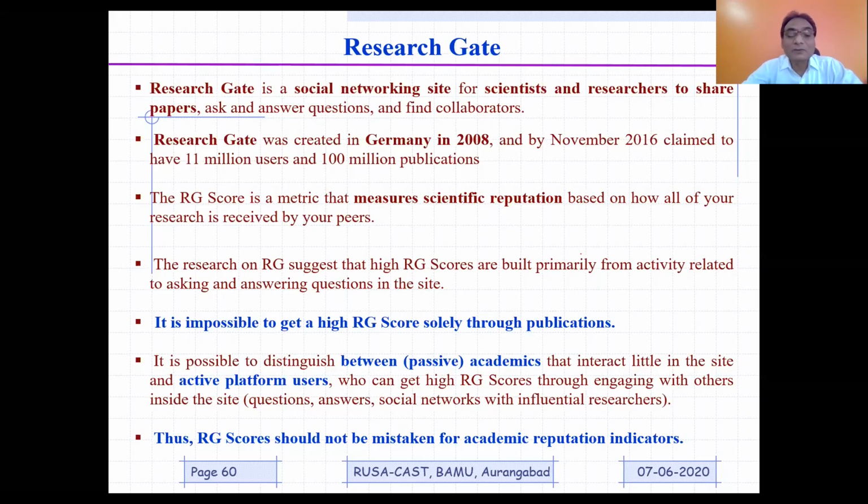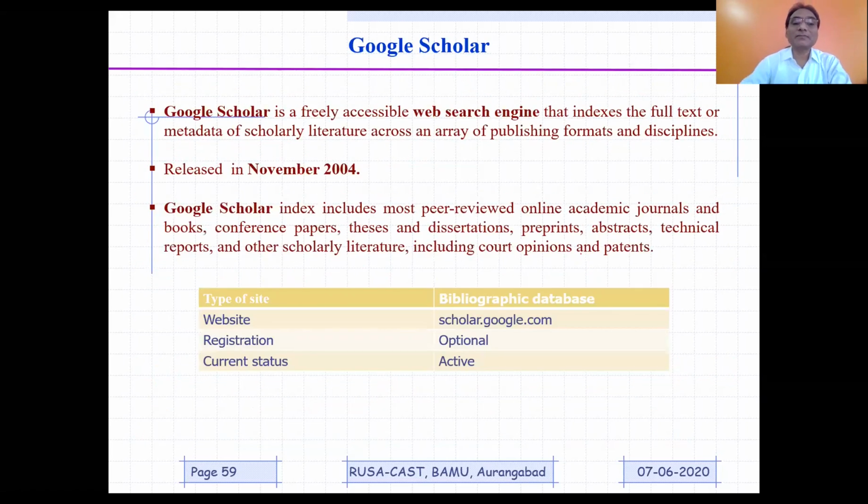And therefore, only on the basis of academics and publications, you will not be able to have a high RG score. And therefore, RG score is never taken as an academic reputation indicator, because only researchers who are having publications and who are active will have a higher RG score, so this should not be considered an indicator of academic reputation.